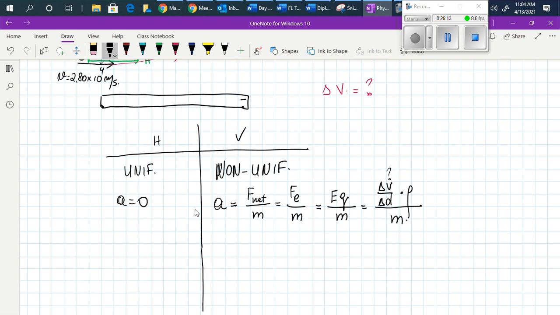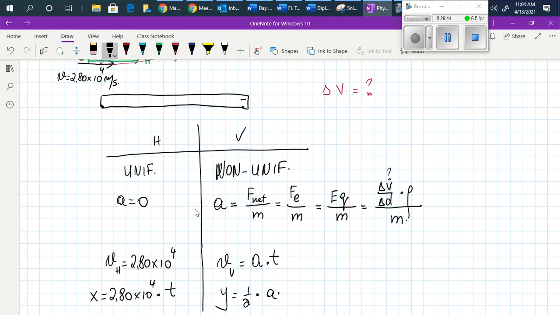Now the velocity in the horizontal will be 2.88 times 10 to the power of 4. And the velocity in the vertical will be acceleration, which is positive as we said, times time. And x will be 2.88 times 10 to the power of 4 times time. And y will be 1 over 2 times acceleration times time squared. So now we stop and say, what else do we know?